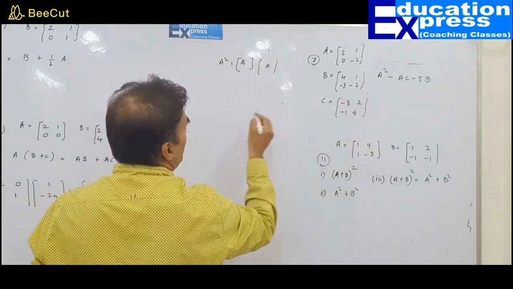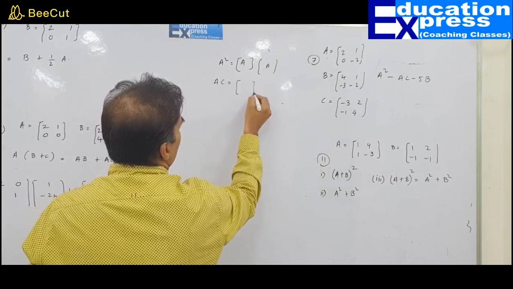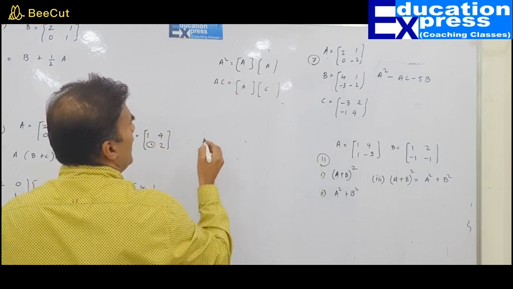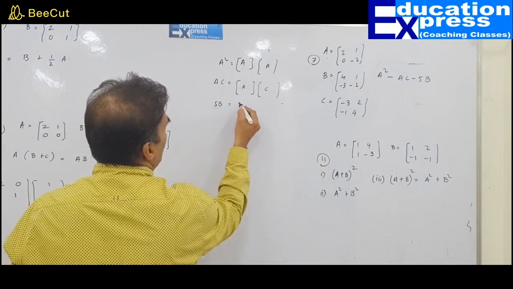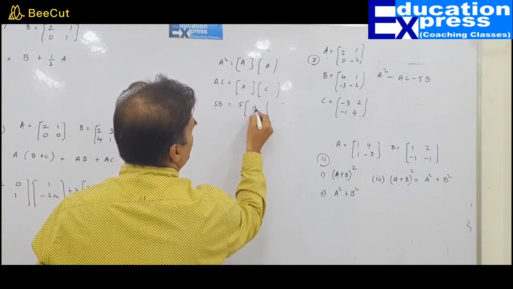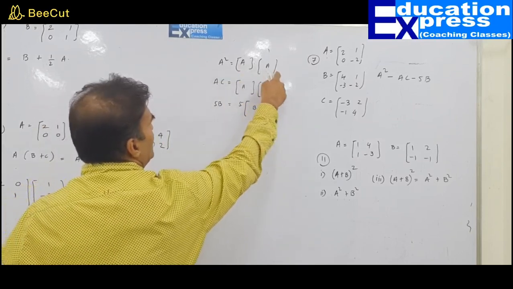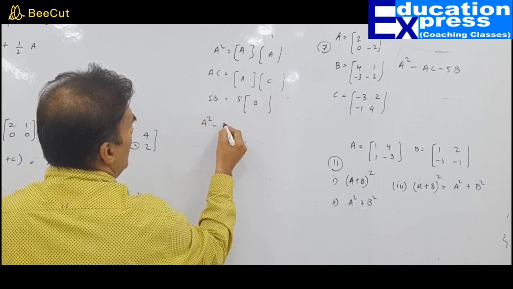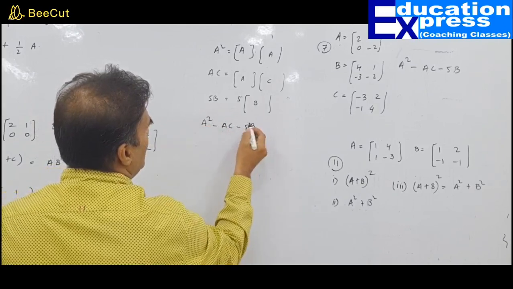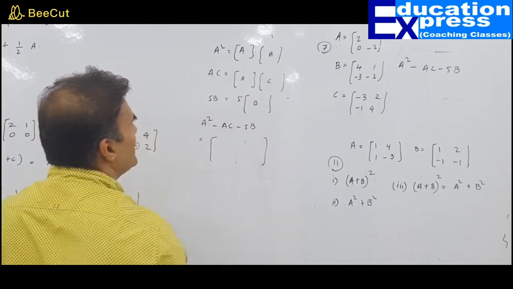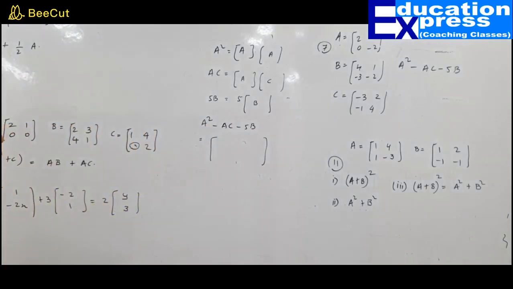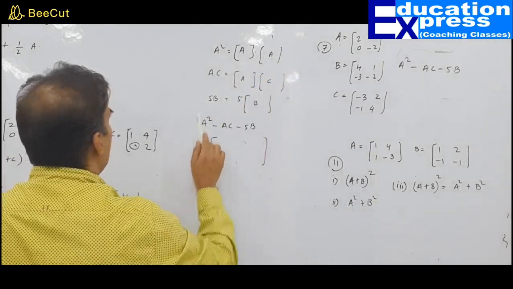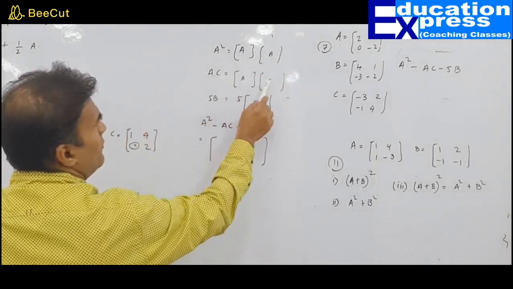Fine. Can you find AC? Yes, sir. Matrix A multiplied by matrix C. So we can find that. Can you find 5B? Of course, sir. 5B will be 5 multiplied by matrix B. After finding these matrices, please arrange A square minus AC minus 5B. And of course, you will get one single matrix. I am sure if you follow this, we have already discussed how to find A square. We already discussed how to find the product of two matrices.